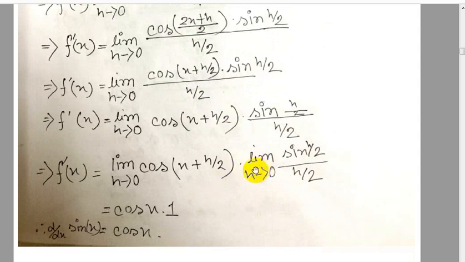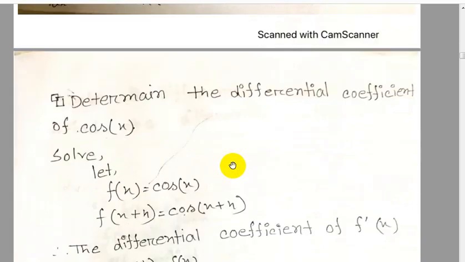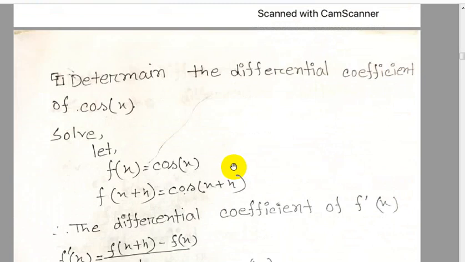We can write that this whole term equals 1, and if h tends to 0, then h by 2 will also be 0. Therefore we have cos x into 1, which is cos x. That means the differential coefficient, or the first derivative, of sine x is cos x. This is how you can determine the differential coefficient of sine x.